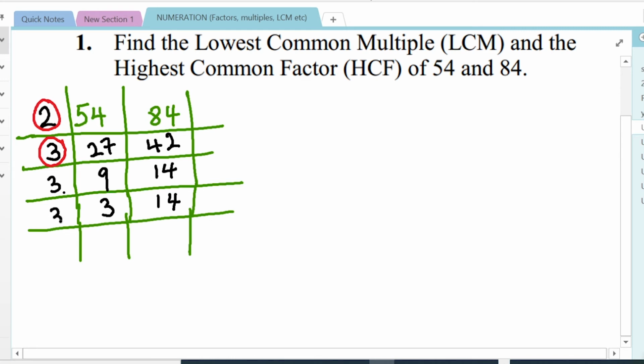Then here I can continue and say divide that by 3. 3 divided by 3 is 1. 14 divided by 3 is not divisible. Again, we shall ignore that because 3 has not divided both. Then I shall come here and put 14. 14 divided by that is 1, like that.